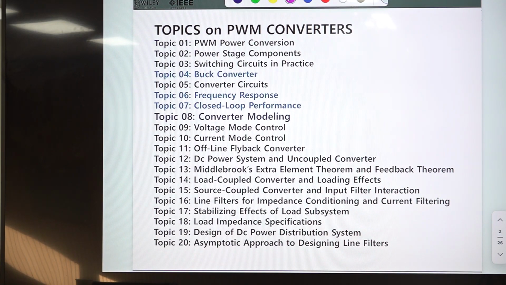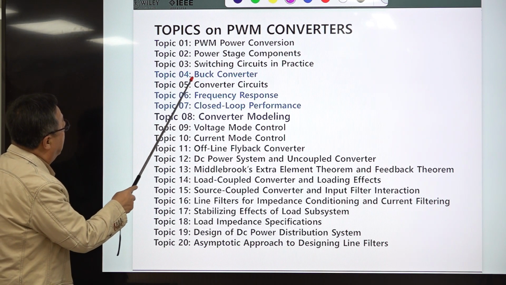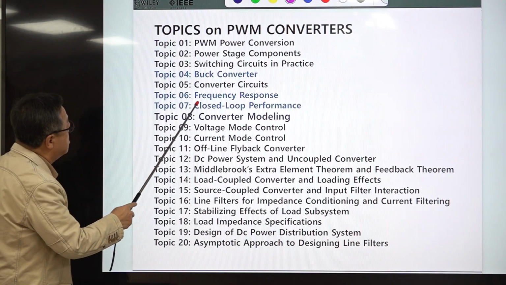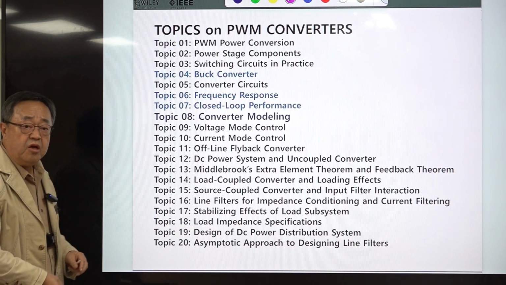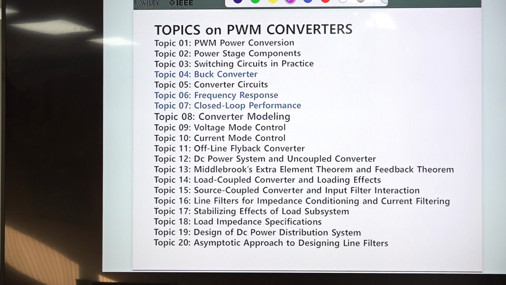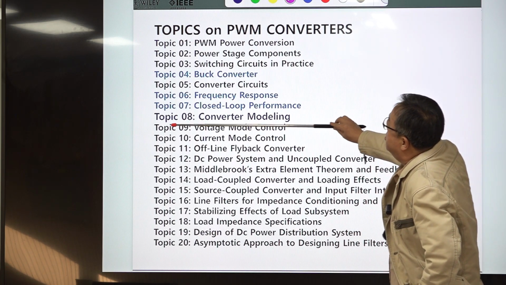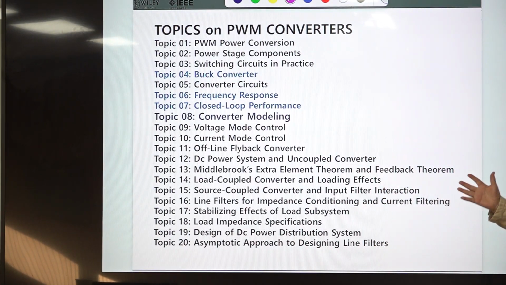So we have a list of topics, and the previous lectures belong to these three topics. Topic number 1, number 4, Buck converter, and topic number 6, frequency response, and topic number 7, closed loop performance. In those lectures, we analyzed the performance of PWM converters, and we predicted the closed loop characteristic of PWM converters using the frequency response concept adapted to these PWM converters. To support the validity of that analysis, we need to derive the small signal model of PWM converters, and this lecture series will deal with that topic.